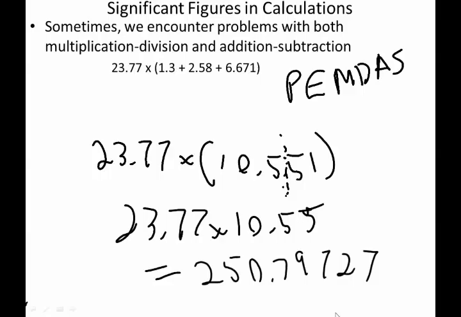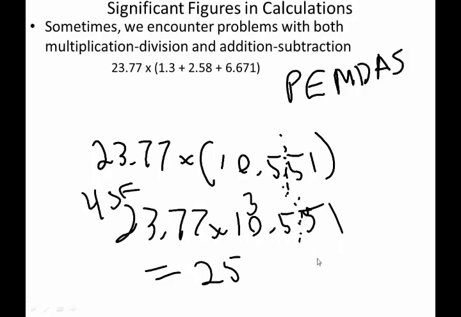Now this last step, we just did multiplication, so we use the multiplication rule, which is what? Significant figures. This number has 4 significant figures. This number, even though it looks like it has 5, remember, because of the rounding up here, it's only really got 3. So we end up with 3 significant figures at the bottom, rounding off to 251.